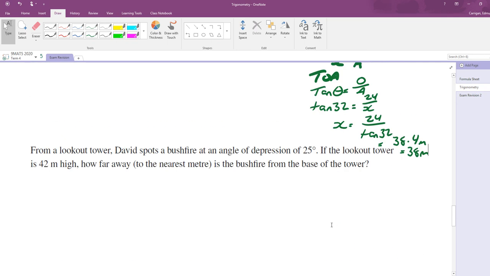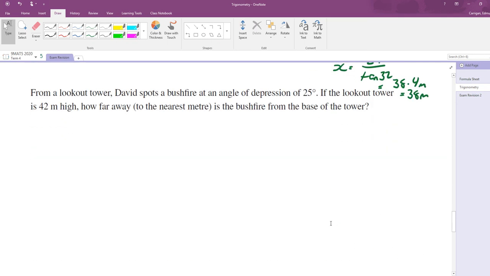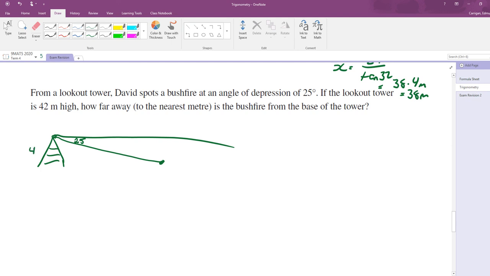Finally, you might have a word problem where you have to substitute in. So David's in a lookout tower. He's up here in the air. If you want to draw his little tower, he spots a bushfire at an angle of depression of 25 degrees. So we've got our 25 in here. If the lookout tower is 42 metres high, how far away to the nearest metre is the bushfire from the base of the tower? So we're after X again.